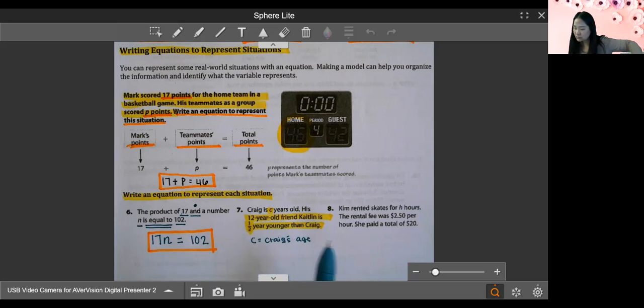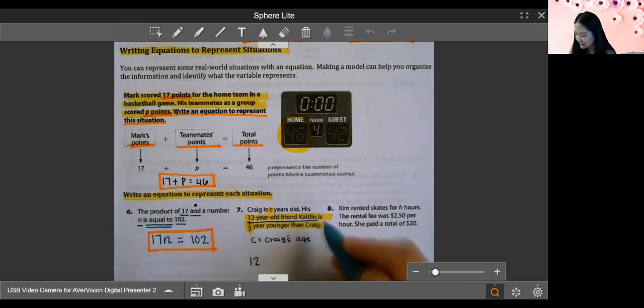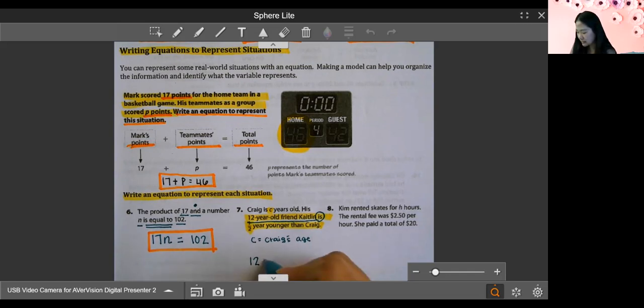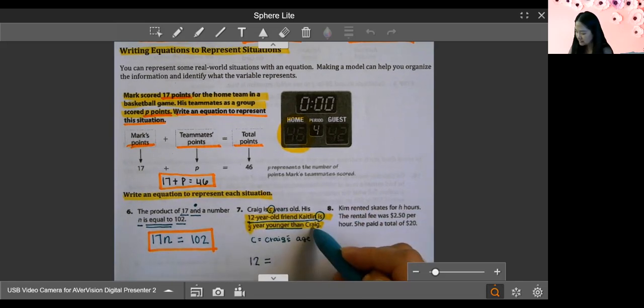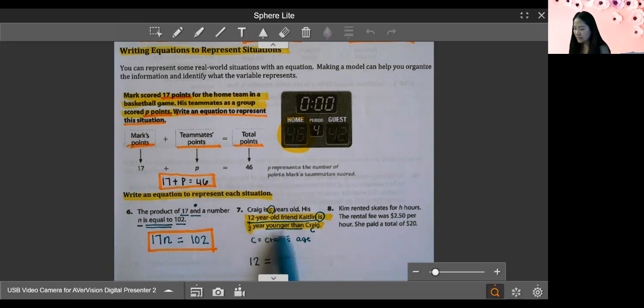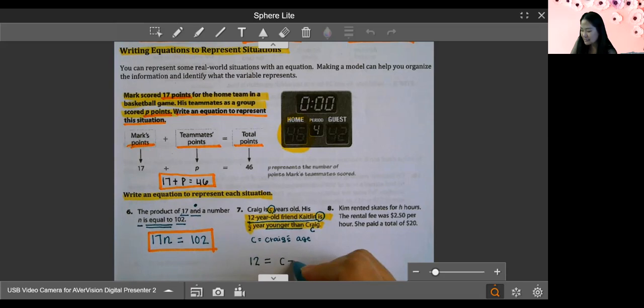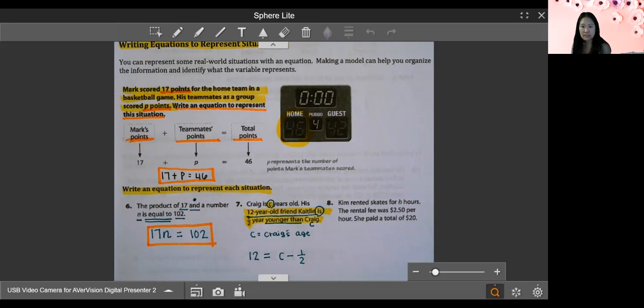His 12-year-old friend Caitlin, so I'm gonna write 12. His 12-year-old friend Caitlin is, so that's an equation, equals half year younger than Craig. Well, the variable that represents Craig's age is C. So I need to write half year younger than Craig. Younger than is a turnaround word. Younger means subtraction. So this is half year younger than C. To write that as an expression, that is C minus 1/2. Remember, younger than is a turnaround word, so you have to turn these around. So C minus 1/2. Let's see if that translation makes sense.